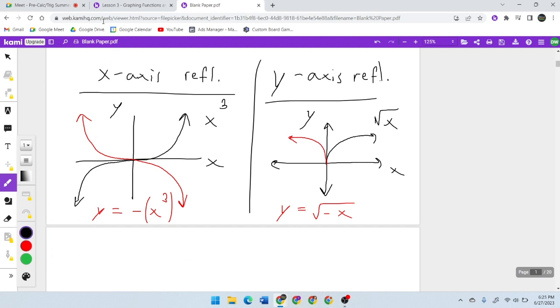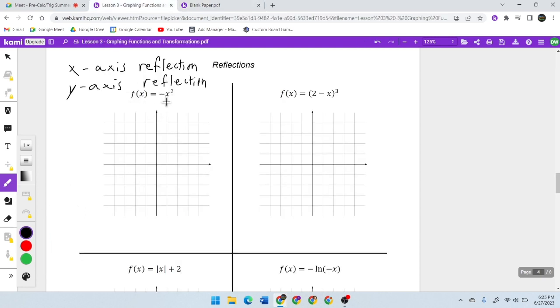Okay then. So for the first one we have here, we have f of x equals negative x squared. So is this an x-axis or a y-axis reflection? Would someone like to take a guess?